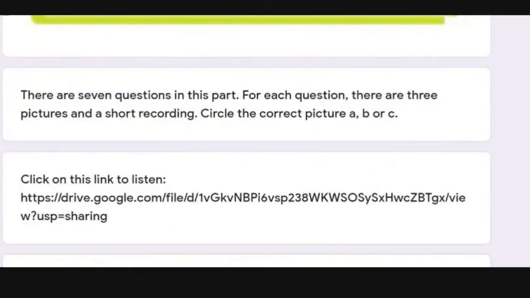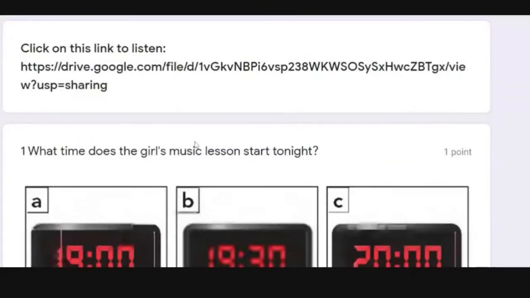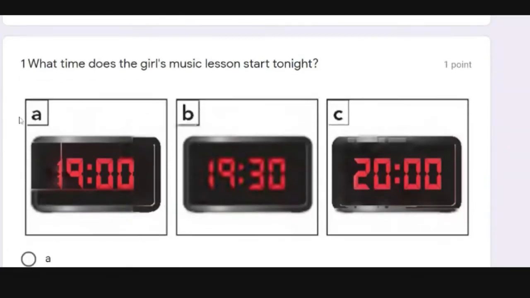There are 7 questions in this part. For each question, there are 3 pictures and a short recording. Circle the correct picture A, B, or C. Okay, so number 1. What time does the girls' music lesson start tonight? Okay, can anyone tell me what time is for picture A?